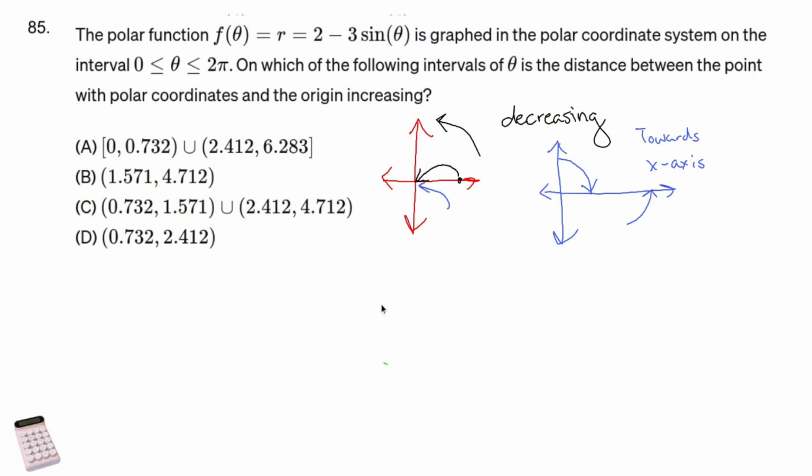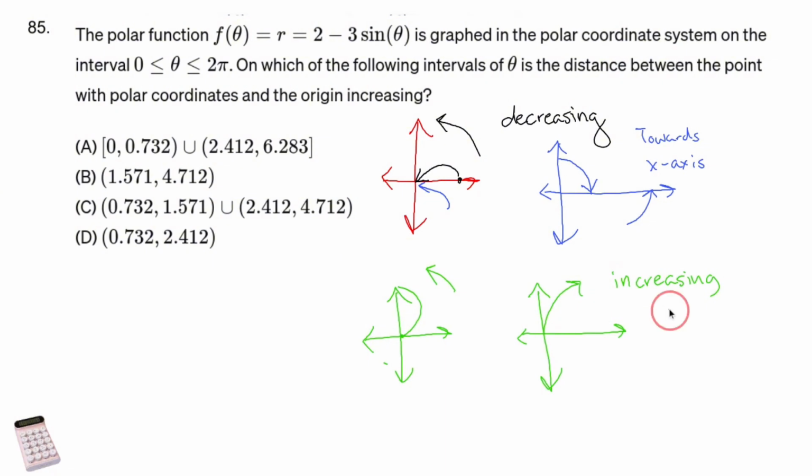We want increasing. So what that could look like is maybe you have a polar graph and maybe you start at 0, 0, and as you move clockwise, it kind of gets larger like that. What that looks like is, again, you start at 0, 0, and you're moving away from the x-axis. So that is an example of increasing. So we need to find out where we're moving away from the x-axis. So it could look like that, or it could look like that.